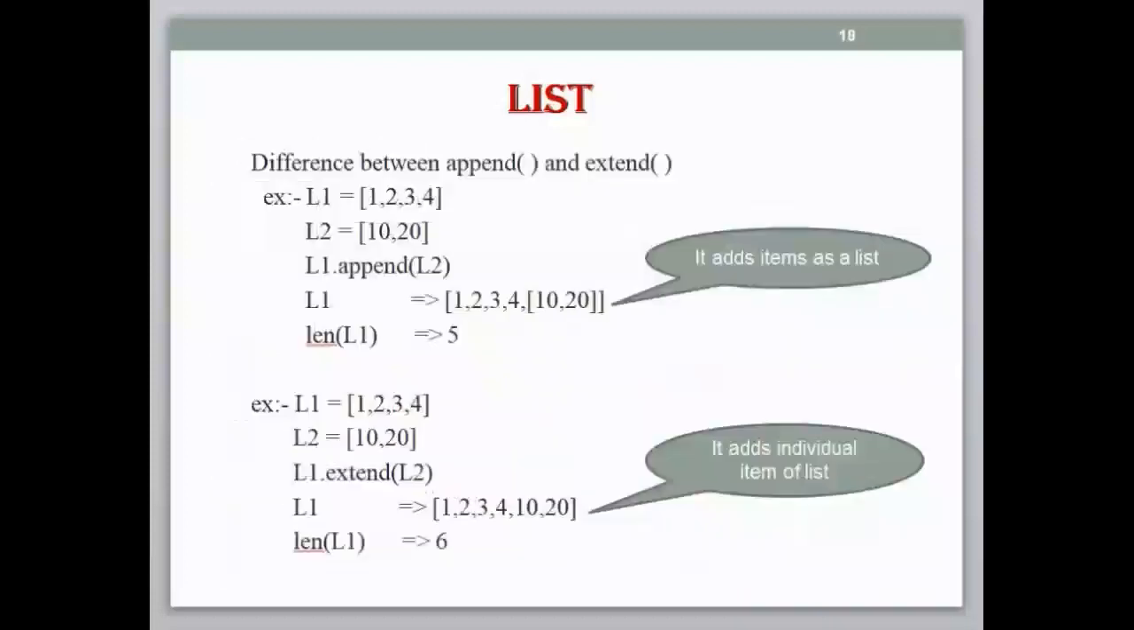Now here is the difference between append and extend. If you want to add a list to another list, L1, 1, 2, 3, 4 and L2, 10, 20. And here if you are using append function, so what will happen? It will add the items as a list. It will make the list a nested list. And if you count the number of elements in a list, you will get an increment of 1 only. Like if you want to check the length of L1, you will get 1, 2, 3, 4 and 5. Now, in place of append, if you want to use extend, so what will happen?